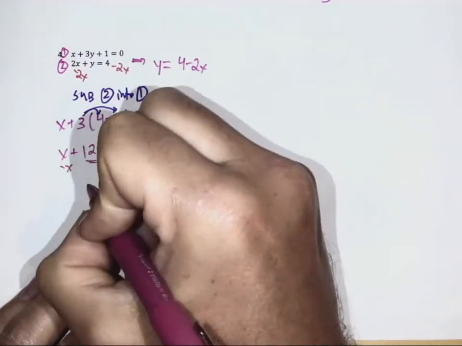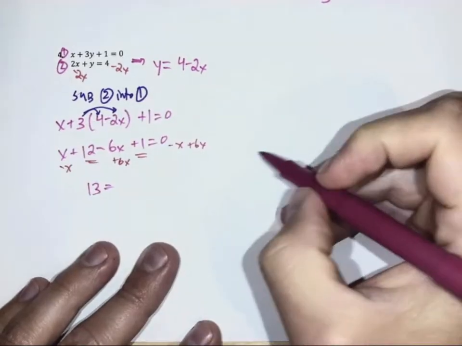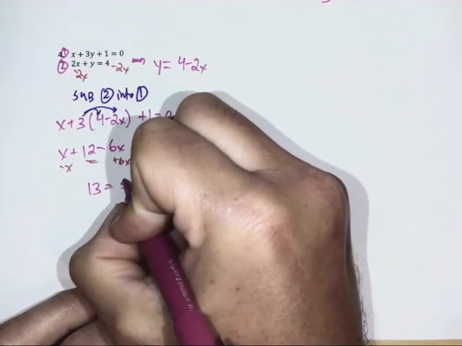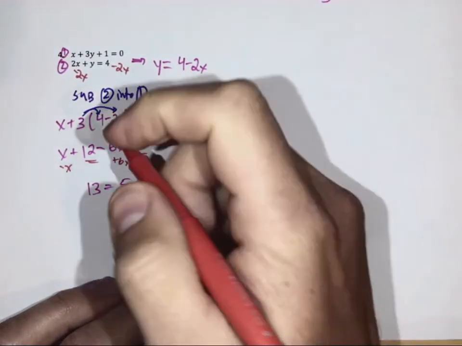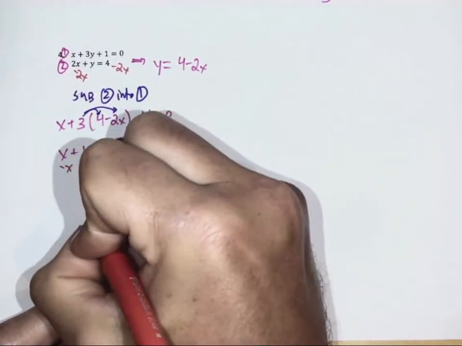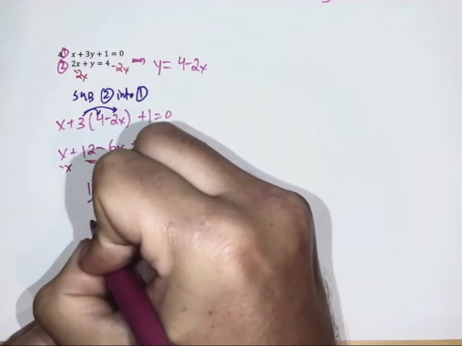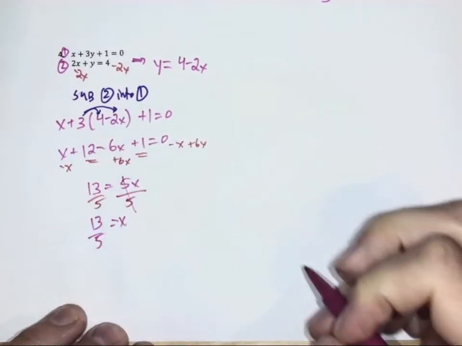12 plus 1 is 13. Negative 1x plus 6x's is 5x's. Divide by 5, divide by 5. And I have x equals 13 fifths.